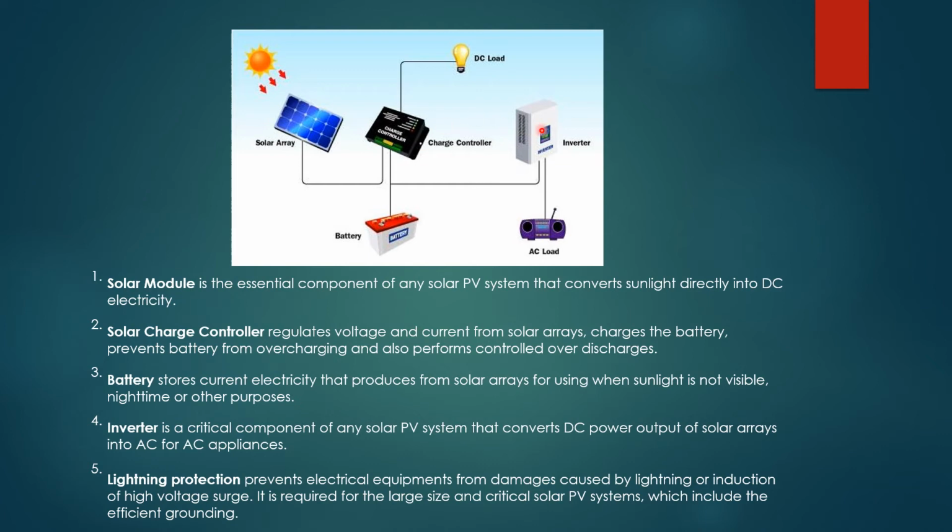And comes the inverter. It converts the variable DC output of the PV solar panel into AC. And lightning protection, they do prevent electrical equipment from damage caused by lightning or induction or high voltage surge.